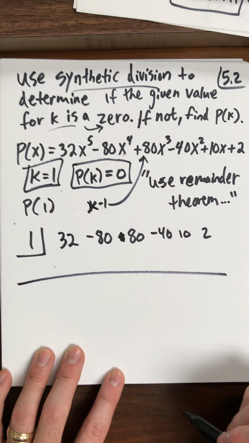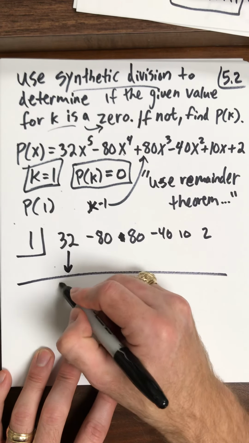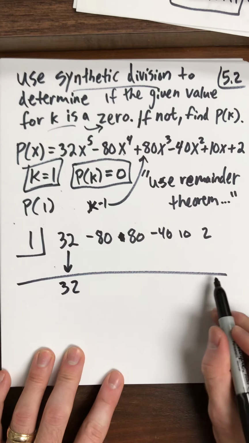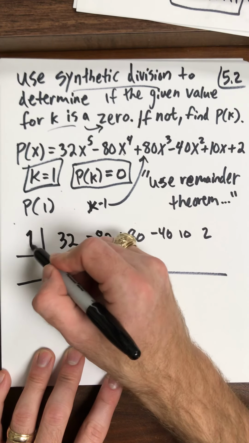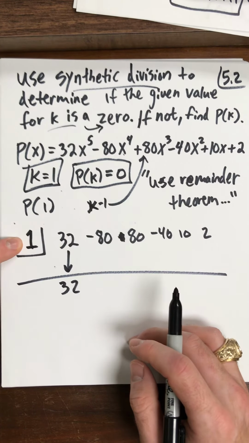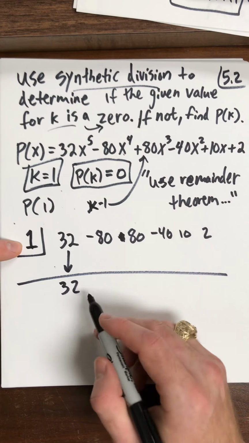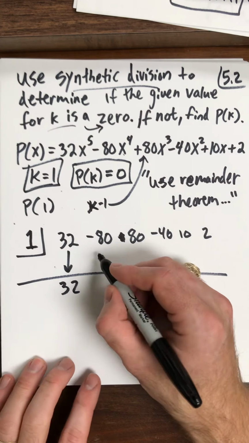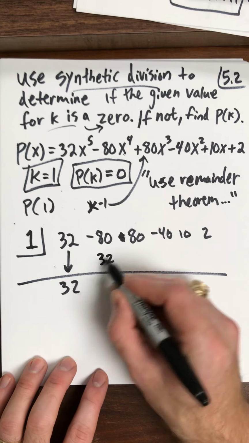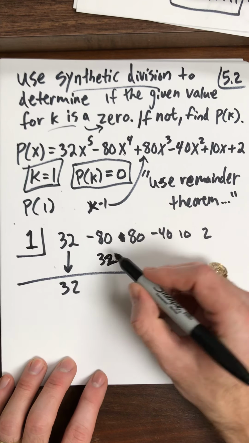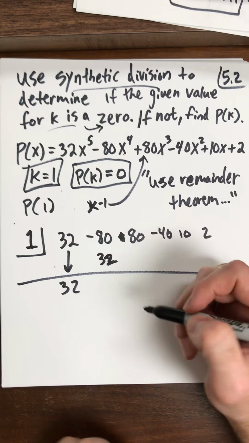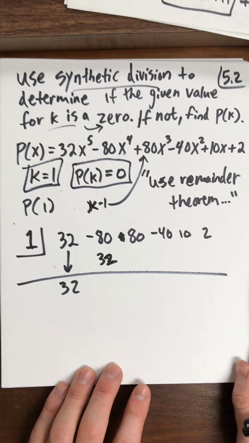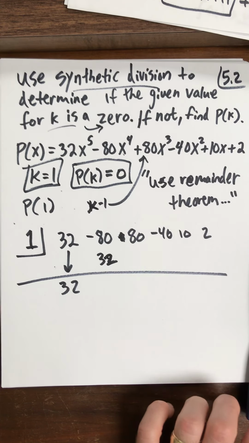I'm going to draw my line, and I'm going to drop down the 32. Everything below the line gets multiplied by what's in the box here. So 1 times 32, that's just 32. And I put my 32 up here. Now I'm going to run through it again. Negative 80 and then 32. Let's use a calculator here.